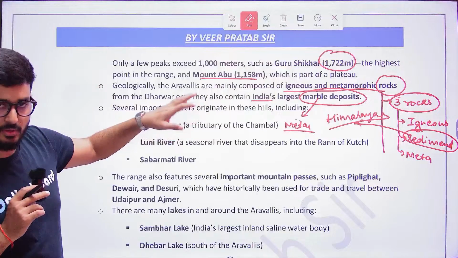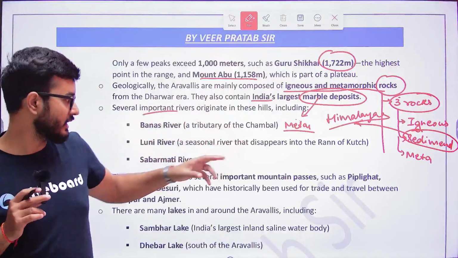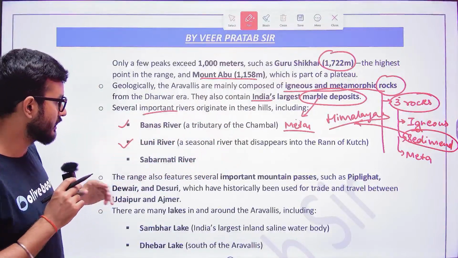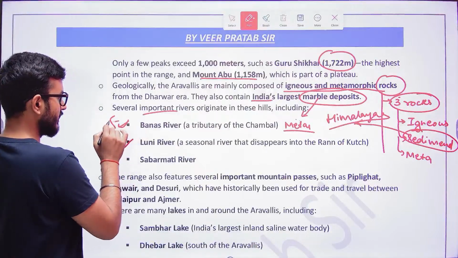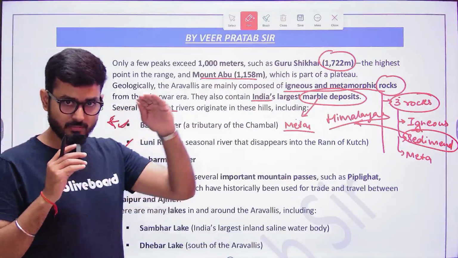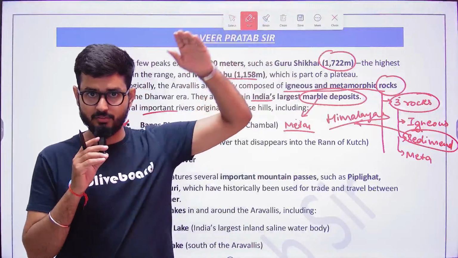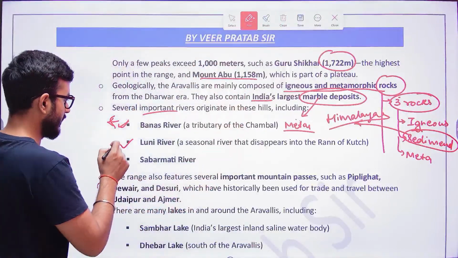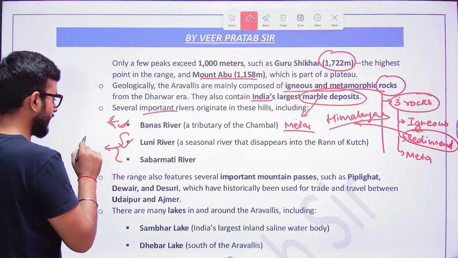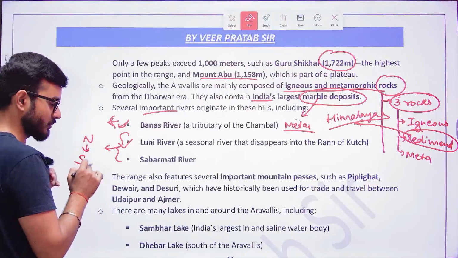There are several important rivers that originate from the Aravalis, and these are the Banas and Luni rivers. See, the Banas river flows from the Aravalis to the north, from the south to north direction. But the Luni and the Sabarmati flow from north to south.